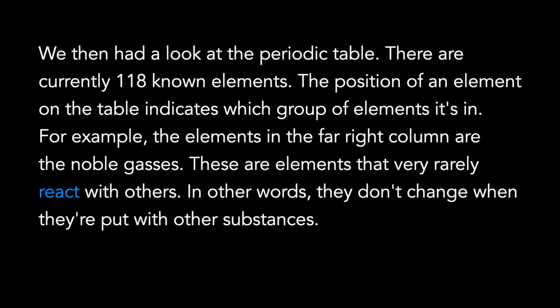We then had a look at the periodic table. There are currently 118 known elements. The position of an element on the table indicates which group of elements it's in. For example, the elements in the far right column are the noble gases. These are elements that very rarely react with others. In other words, they don't change when they're put with other substances.